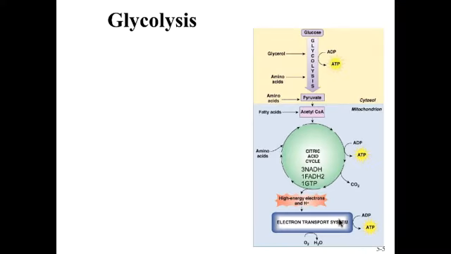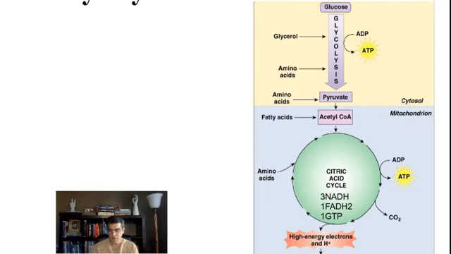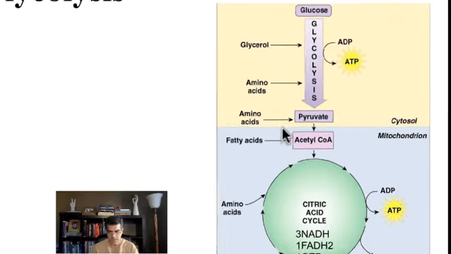So the point here is this. To burn glucose into ATP, we have to go through different steps. And each step is going to produce a specific product. The first step is called glycolysis. And the product of this one would be pyruvate. Let's take a look at this in more detail.